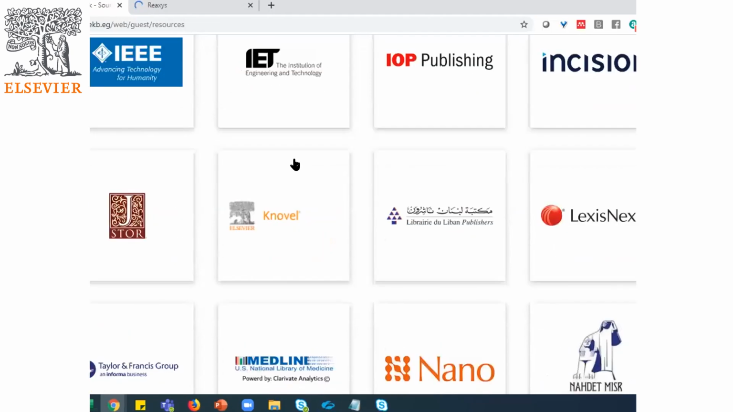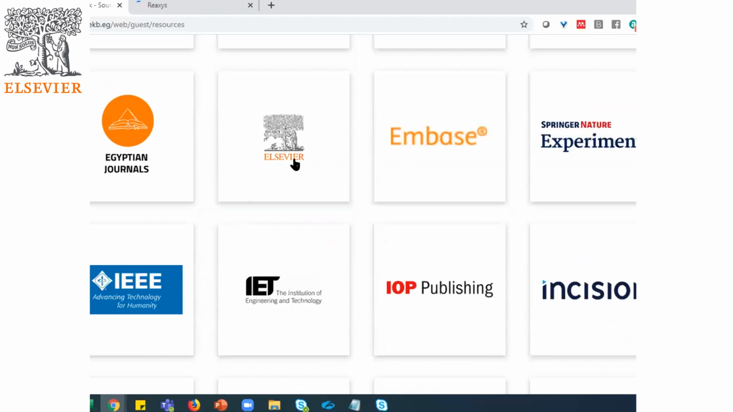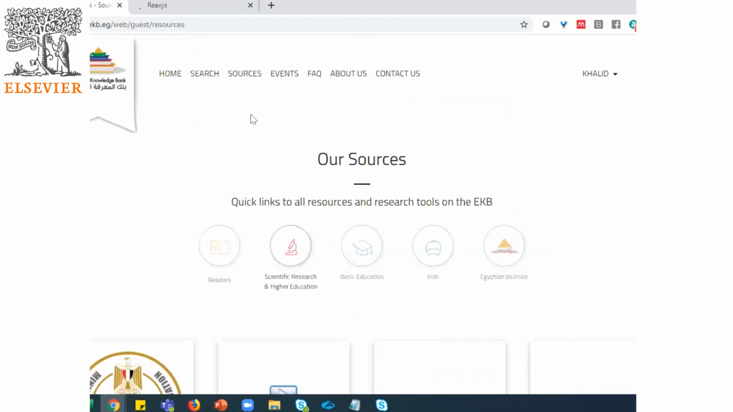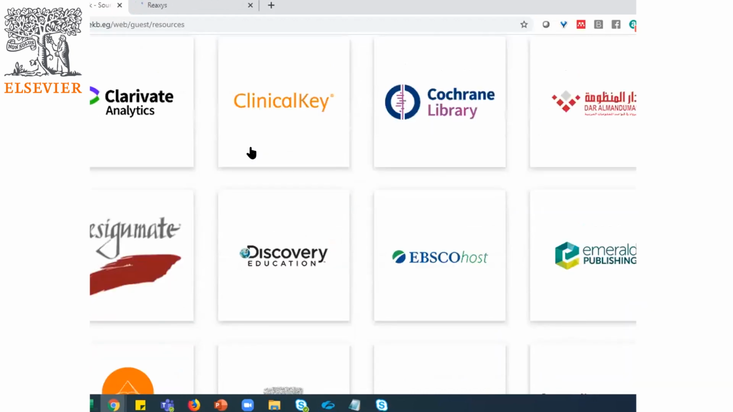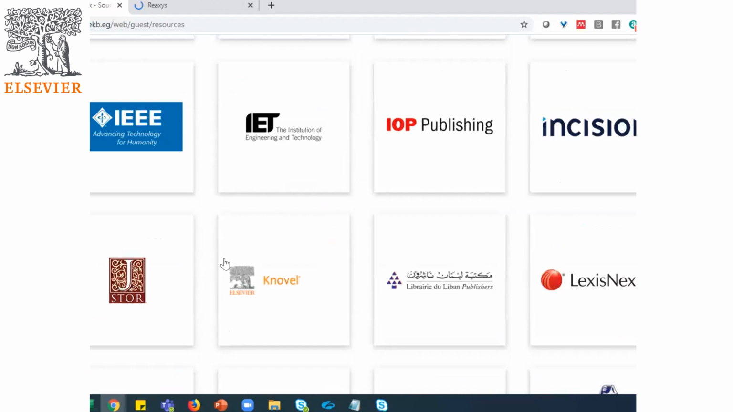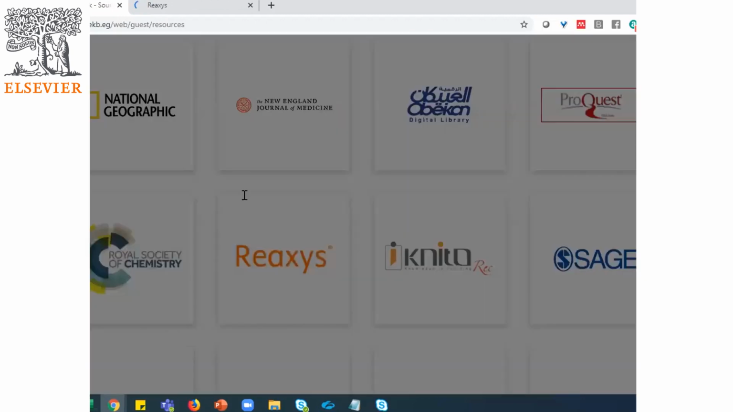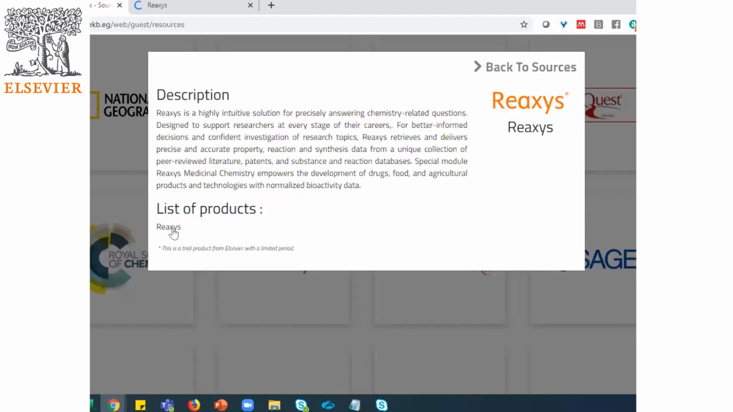So once again, once you are onto EKB and you're signed in, you go to sources, you select all sources, you scroll down. If I need to use Reaxys, I scroll down till I find Reaxys with the R. I click on Reaxys. There is a description of what Reaxys does, and I click on this link. It takes me to Reaxys.